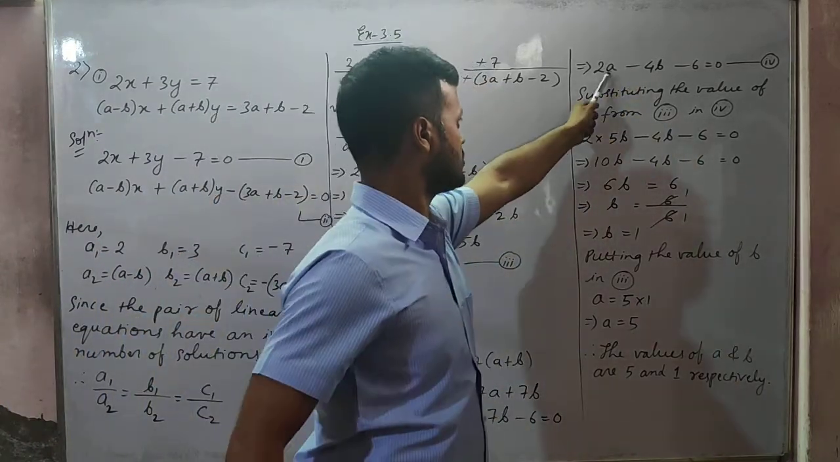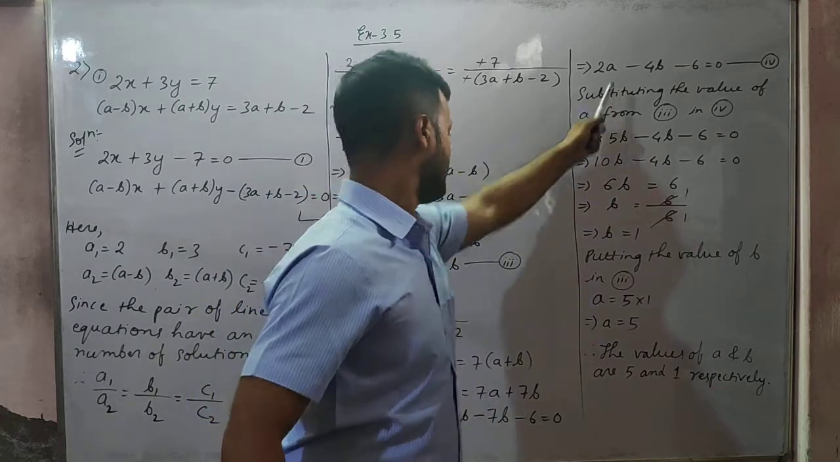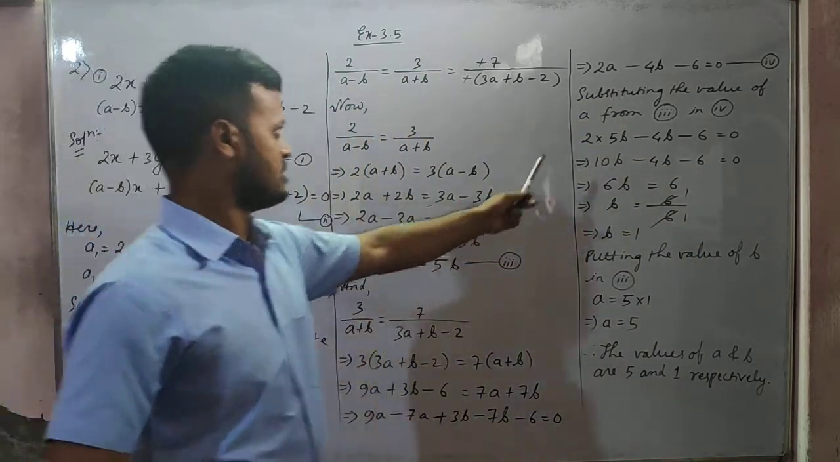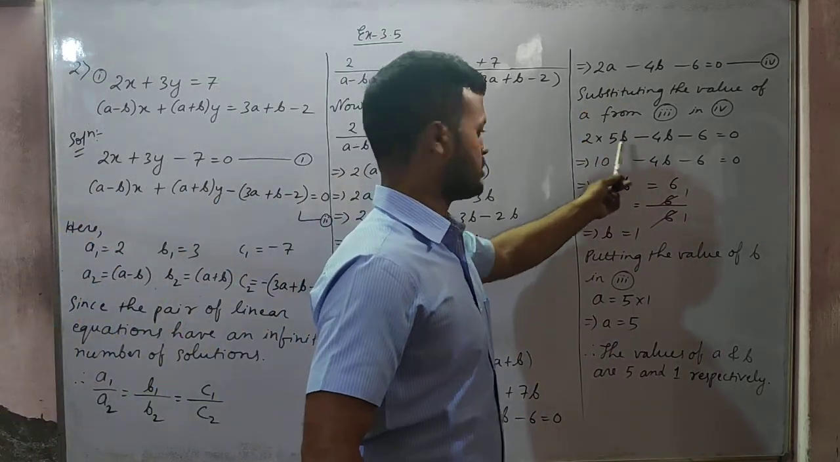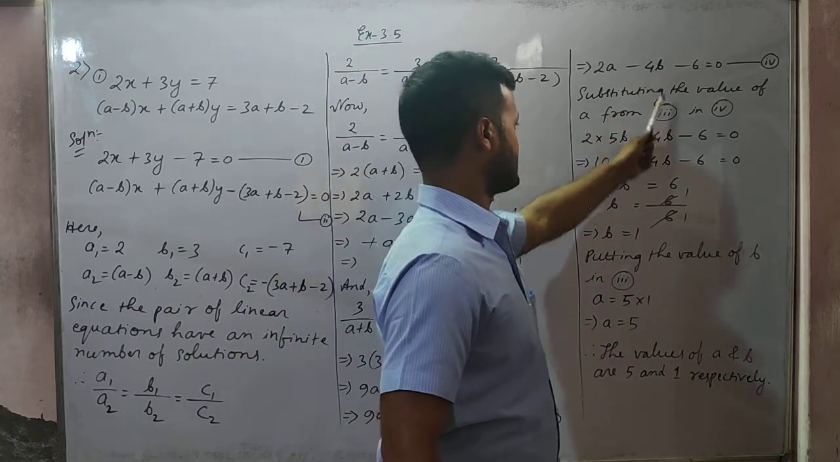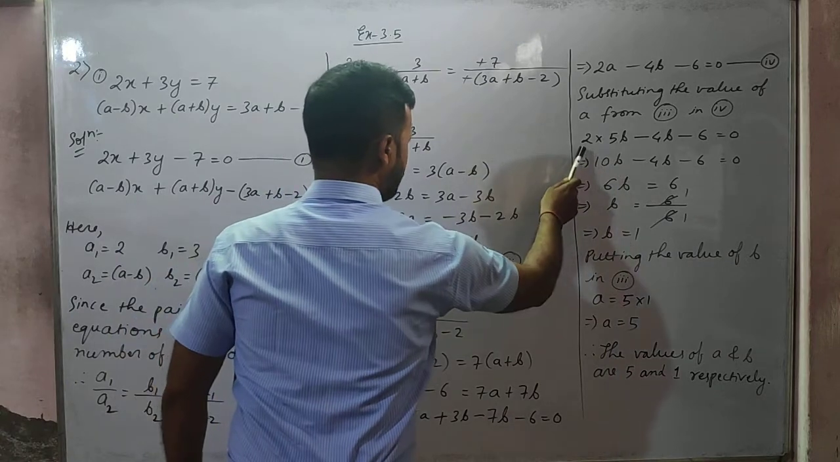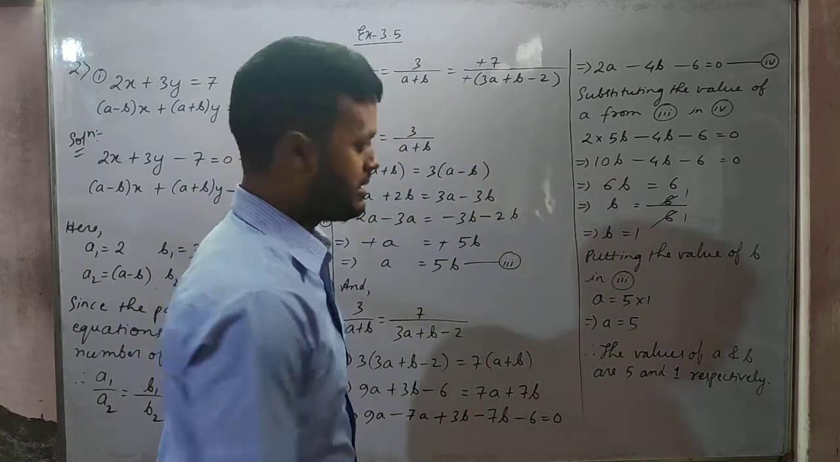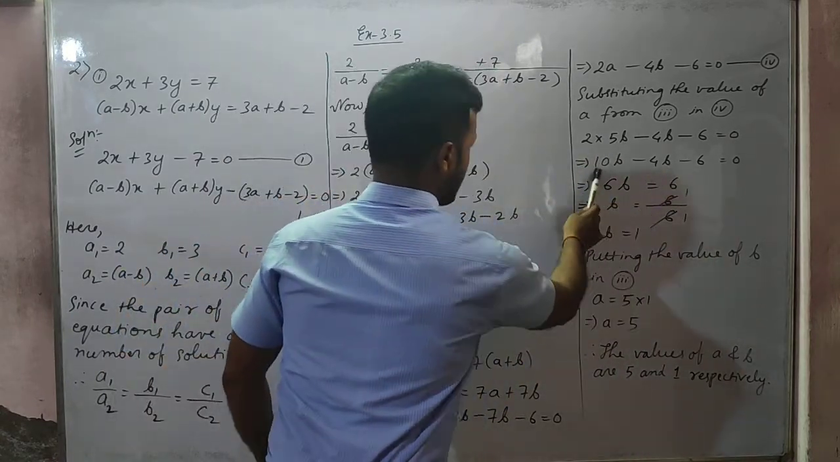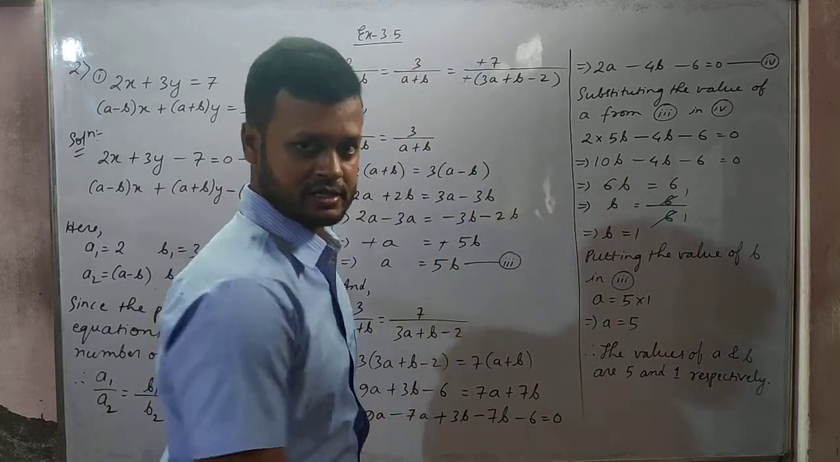Okay, here a is there, no, 2a. In place of this a I will write what value? 5b. Okay, so right here 2a was there, so I have 2 into 5b, and the remaining part will remain as it is, minus 4b minus 6. Okay, now 2 into 5b will become 10b minus 4b minus 6. 10b minus 4b will become 6b, isn't it?